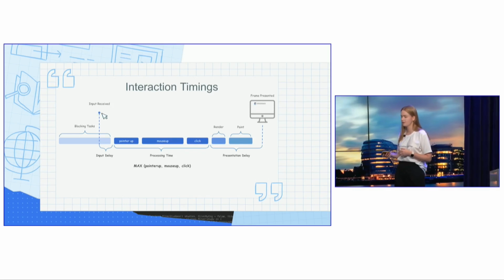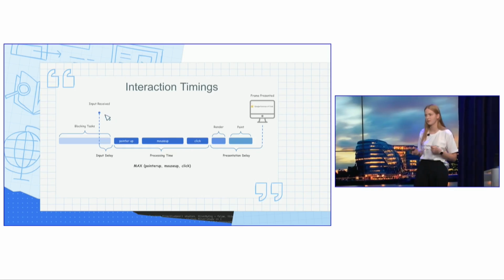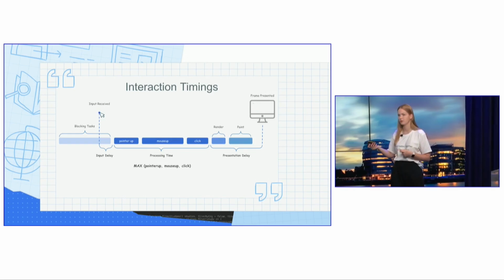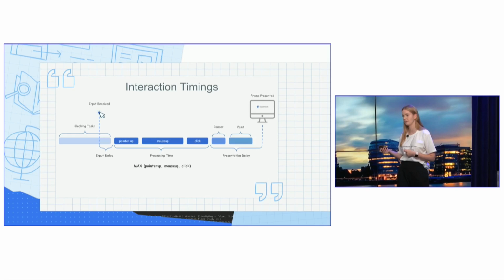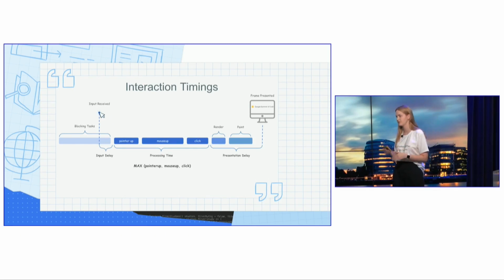So we take the longest duration of one discrete event's processing time. Here we have pointer up, mouse up, and click. So in this case, we would take just the mouse up duration of processing time, and we would say, OK, this is our total processing time of one interaction. And then we have presentation delay. So it's from the time when event handlers stop executing to the time when the user can actually see the presented frame.